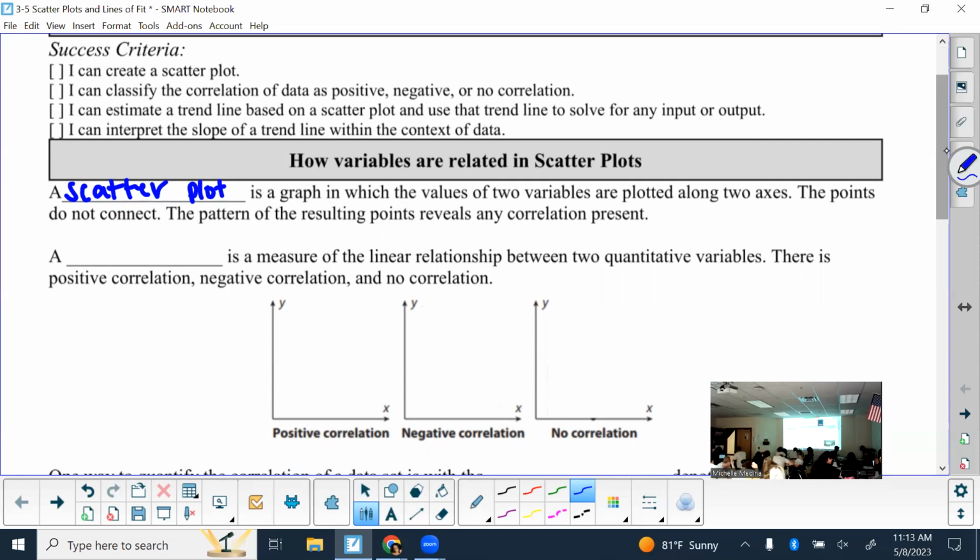What does correlation mean? Similarities, like between the two variables. So any similarities between the two variables. What else? What's another word for correlation?